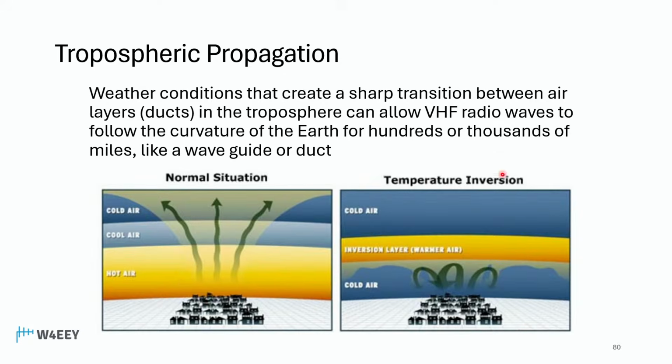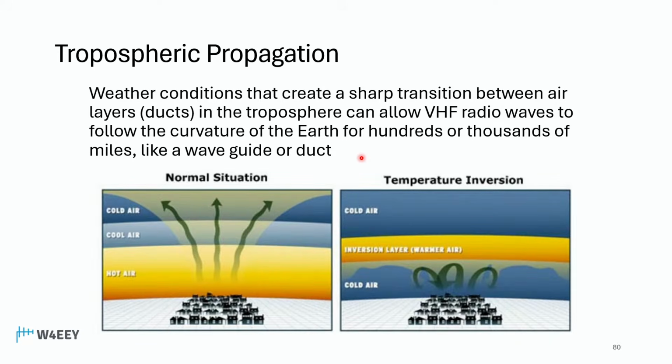But particularly over bodies of water, sometimes there can be an inversion of air temperature: cold air, warm air, and cold air. This temperature inversion causes a ducting effect, or enables a ducting effect. Weather conditions that create a sharp transition between air layers, ducts, in the troposphere can allow VHF radio waves to follow the curvature of the Earth. And this is a mind blower, for hundreds or thousands of miles, like a waveguide or duct.